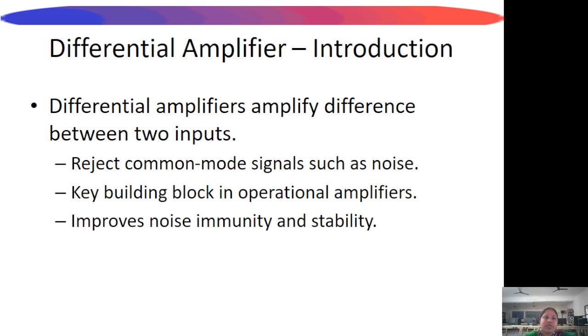Next, the topic is differential amplifier and its introduction. Differential amplifiers amplify the difference between the two input signals. They reject signals that are common to both inputs. This property is known as common mode rejection. Noise and interference are often common mode signals. Hence, differential amplifiers improve noise immunity.